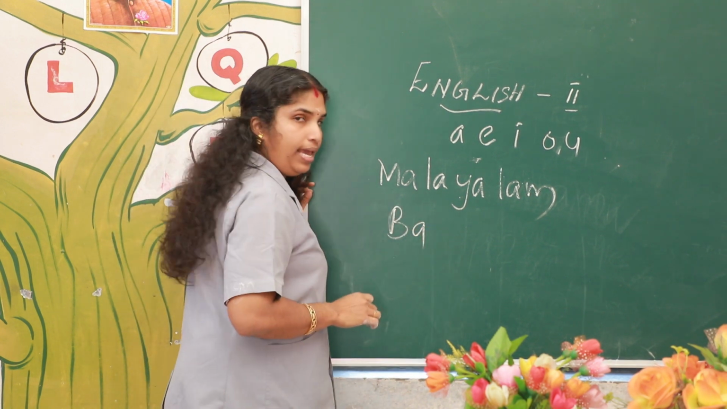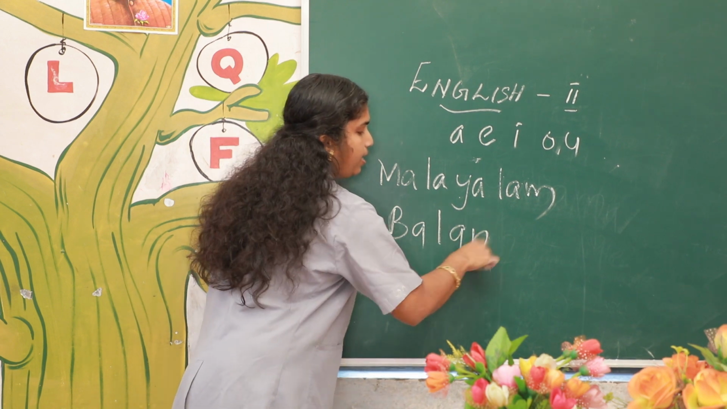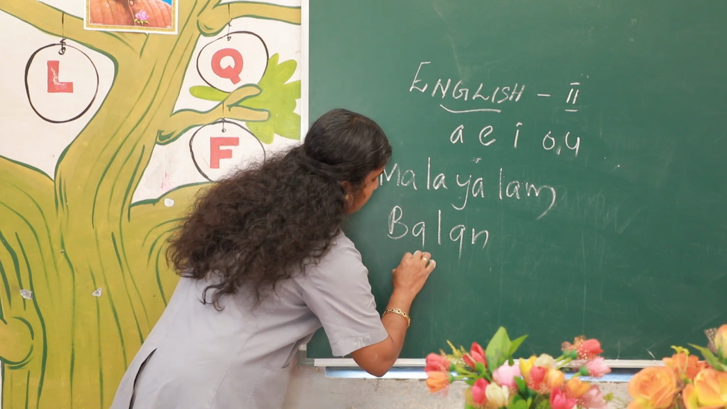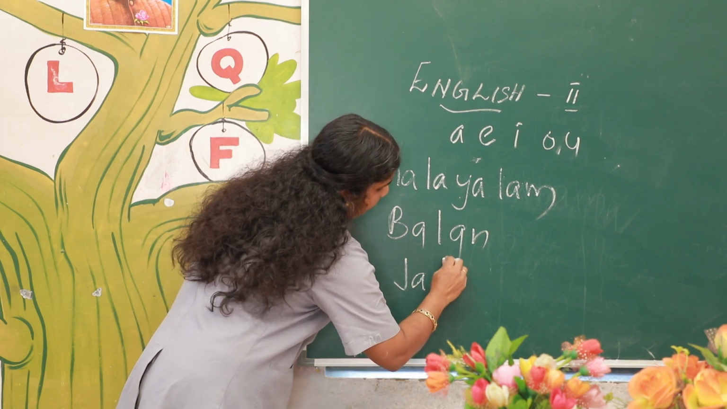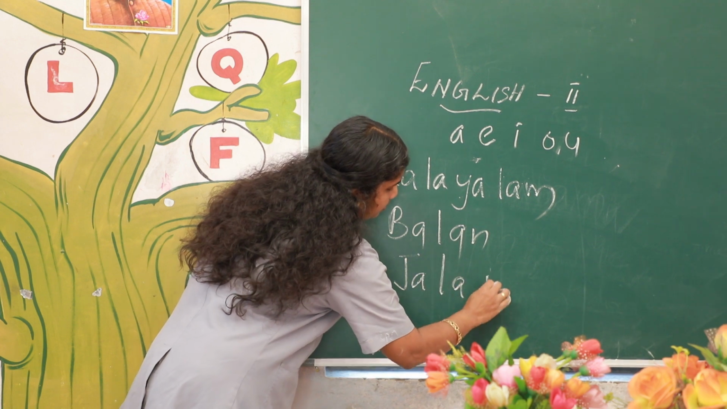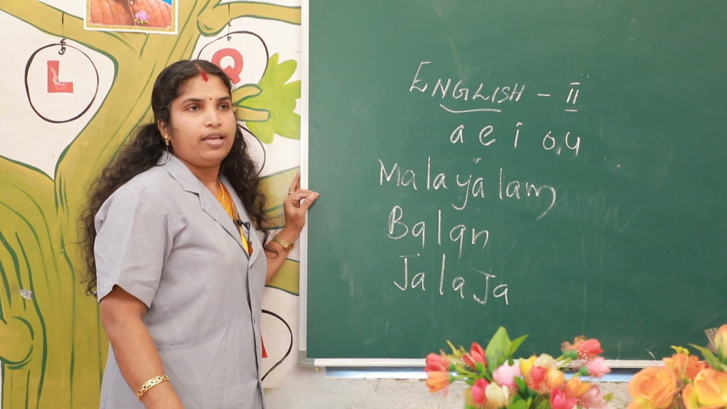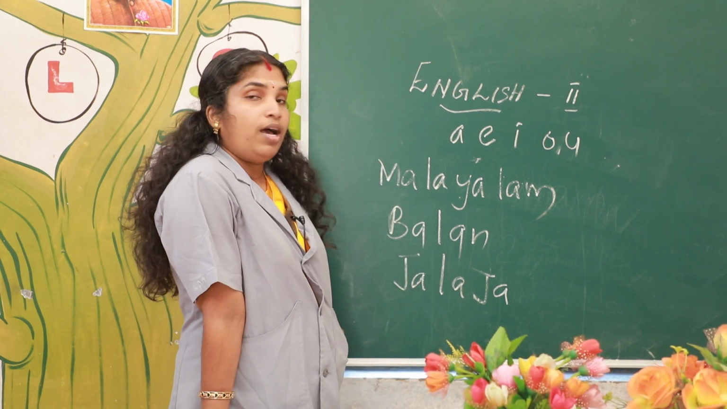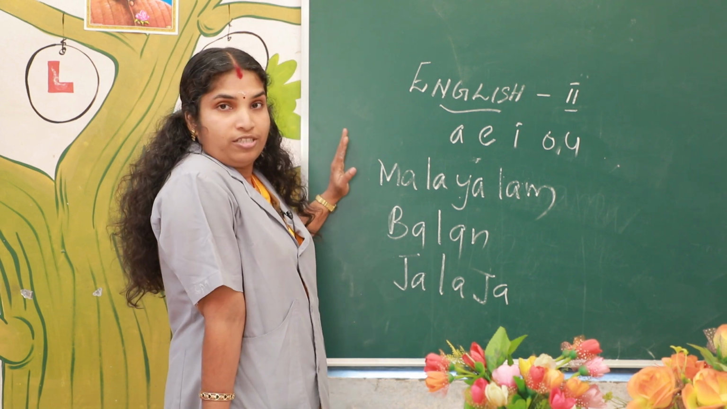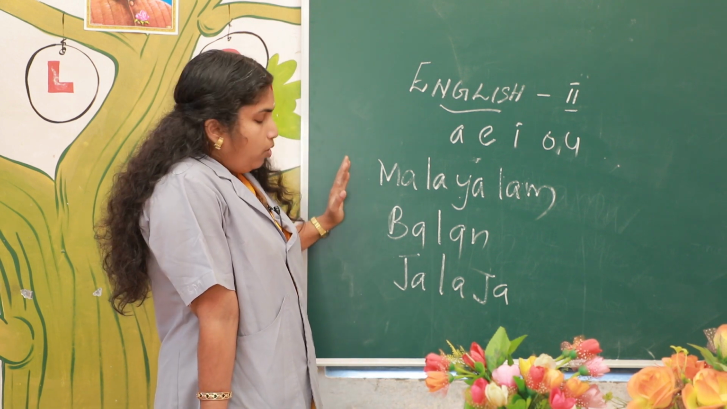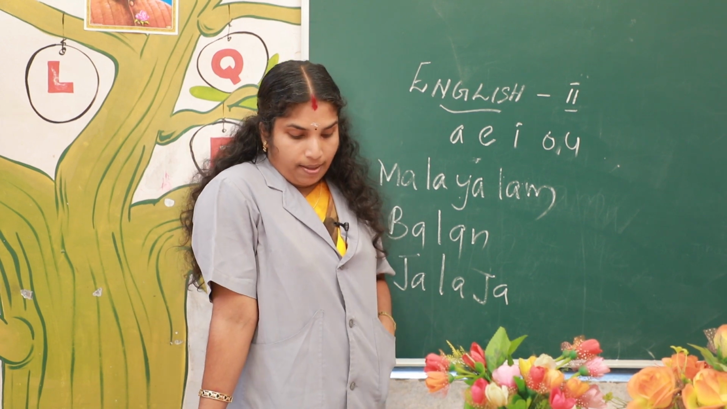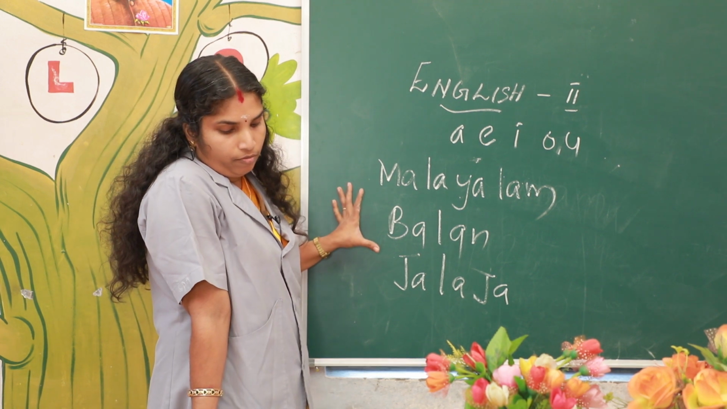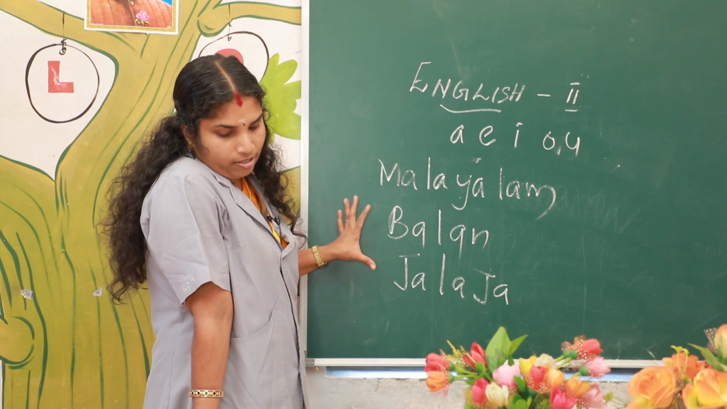Next word, Balan. Ba, B-A-L-A-N. Next word, Jalaja. J-A-L-A-J-A. Jalaja. Okay. All of you write now. Are you happy? Now read it. I will give some essays based on making words by joining consonants and vowels.